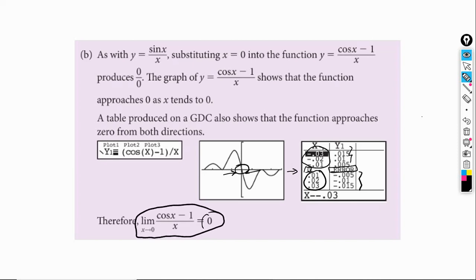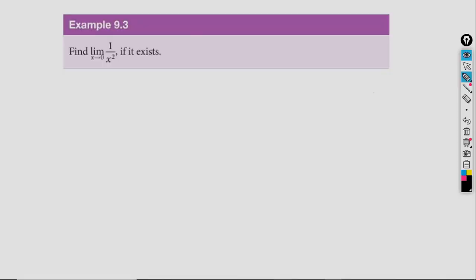x is 0. All right, so the next example is 9.3, and it says find the limit as x approaches 0 of 1 over x squared if it exists. So what happens if we plug in 0 here? We're going to get 1 over 0 squared, which is 1 over 0, and again, this is undefined.